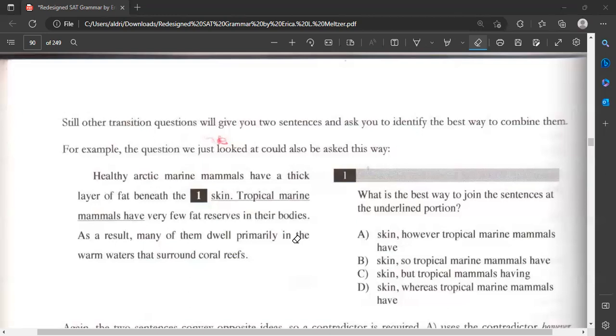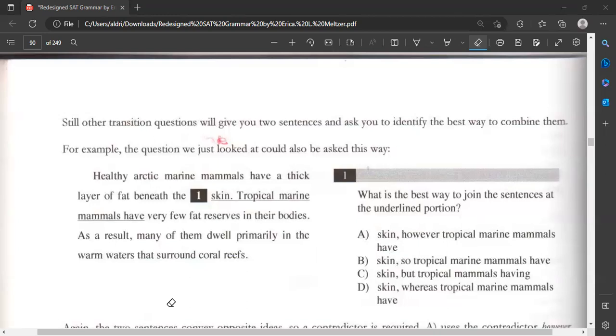However was going to be correct, but because however is not beginning a sentence here unless it came after maybe a full stop. In this case, because however is a strong transition, however is wrong. We know A is wrong. We cancel it. Okay. Skin. So this is a continuing transition. So we cancel B because it's saying healthy Arctic mammals have a thick layer of fat.